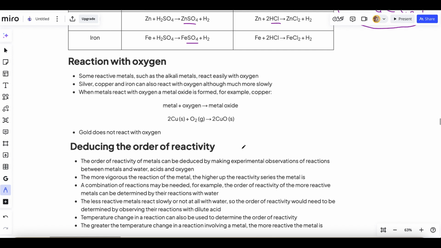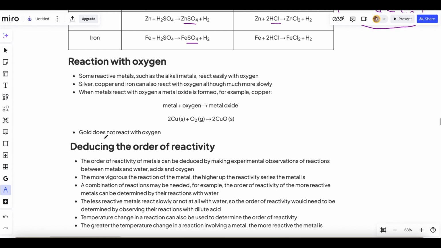Gold does not react with acid, cold water, hot water, or even oxygen. Okay, but silver managed to react with oxygen. But silver does not react with cold water, steam, or acid. Okay, so now let's take a look at reactions with oxygen, especially the most reactive one in the reactivity series. Metal plus oxygen will be what? Metal oxide. For example, copper plus oxygen, copper oxide, right?